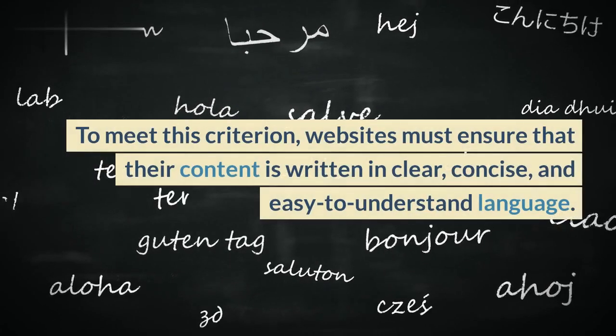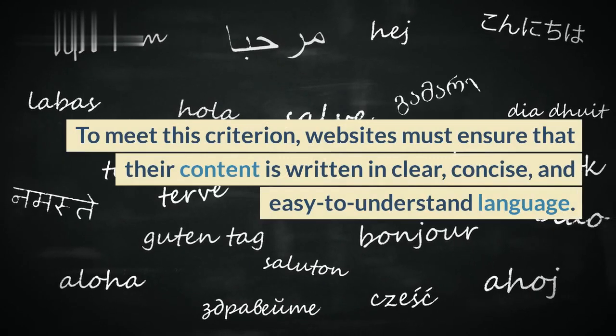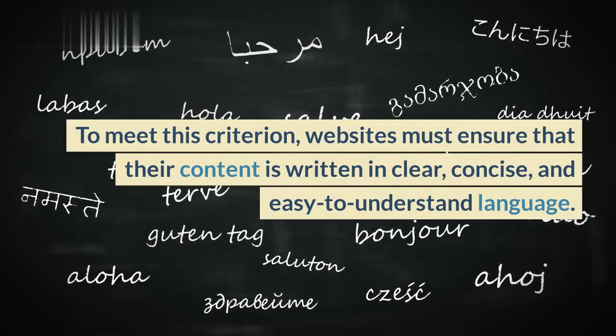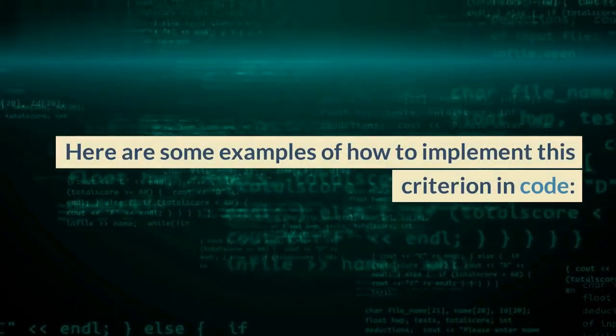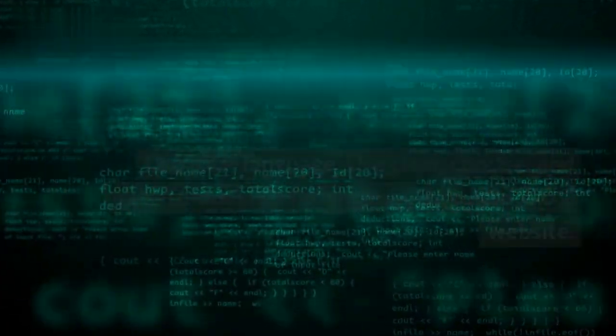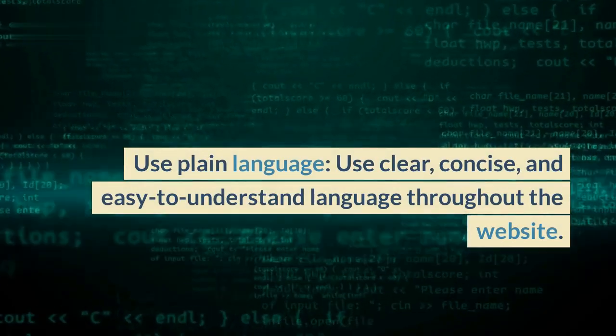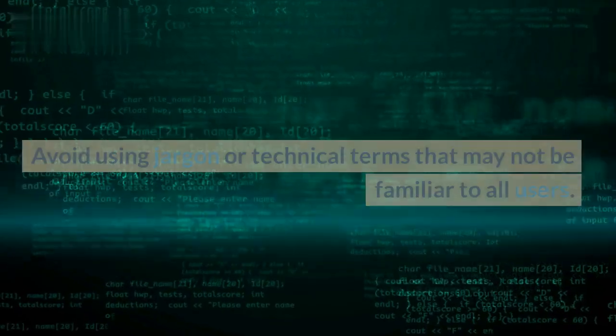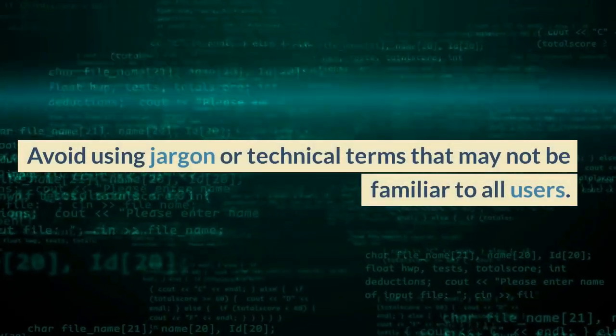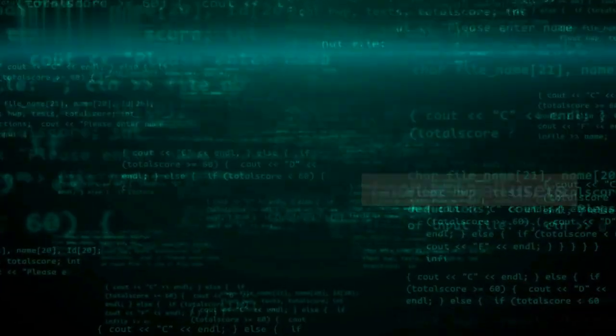To meet this criterion, websites must ensure that their content is written in clear, concise, and easy to understand language. Here are some examples of how to implement this criterion in code. Use plain language. Use clear, concise, and easy to understand language throughout the website. Avoid using jargon or technical terms that may not be familiar to all users.